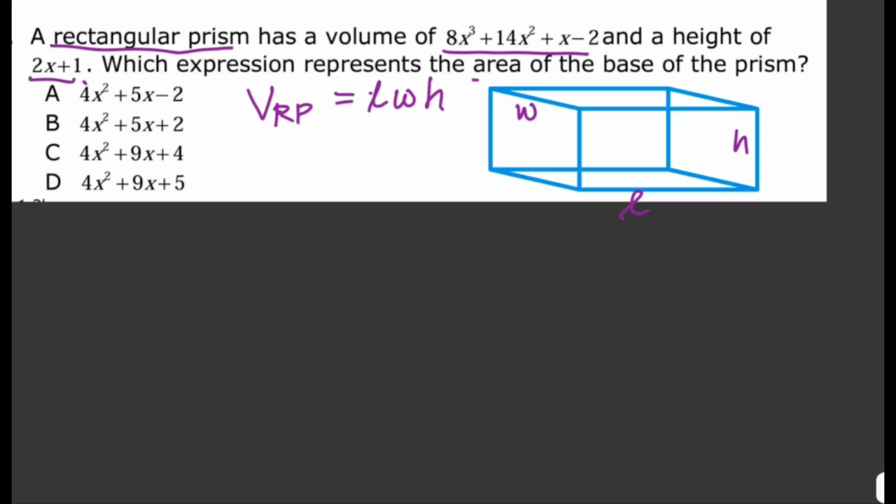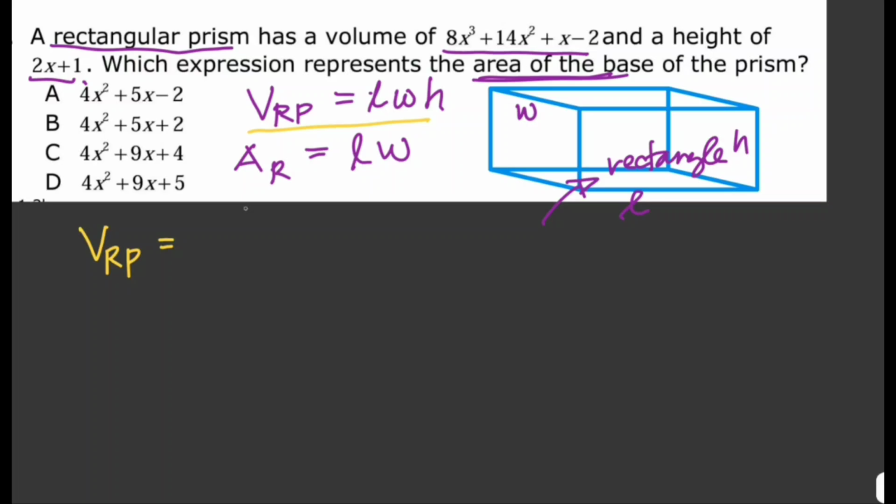We need to solve the area of the base. So the base here is this one. The base is a rectangle. Now to find the area of the base, that means we need to solve for the area of the rectangle, which is just equal to length times width. Now take note here that the volume is equal to length times width times height. Therefore, the volume of the rectangular prism is just equivalent to the area of the rectangle times the height, because the area of the rectangle is just equal to length times width.